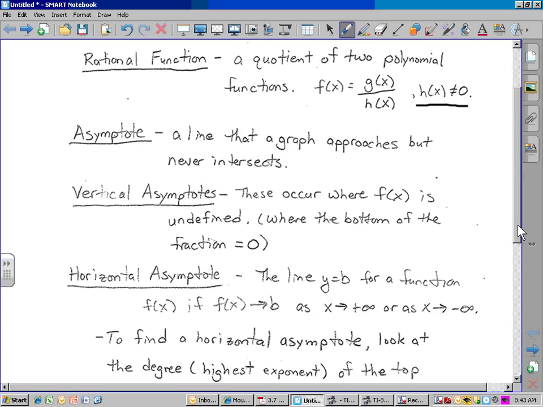A vertical asymptote explains that break. Okay? A vertical asymptote is the imaginary line, a line that a graph approaches but never actually touches. That's what is occurring at that infinite discontinuity.